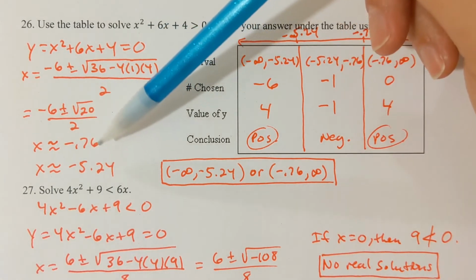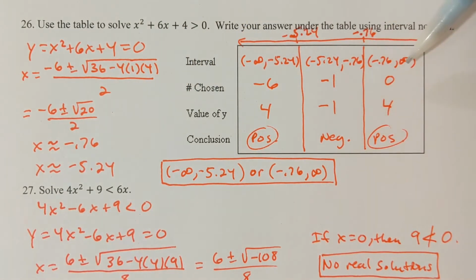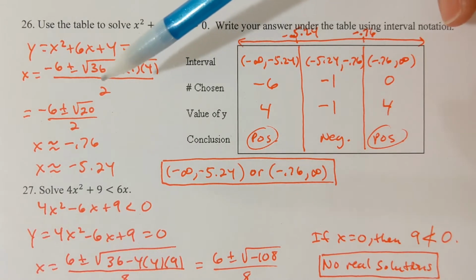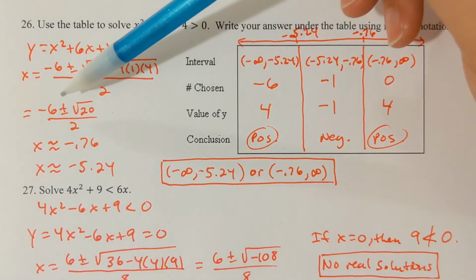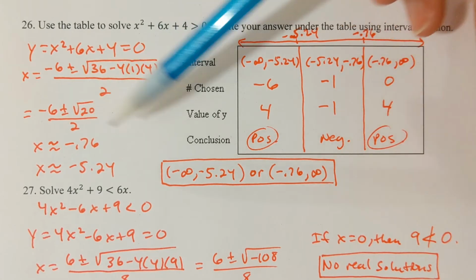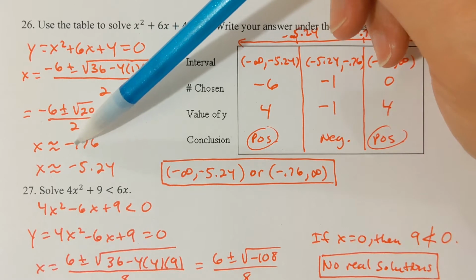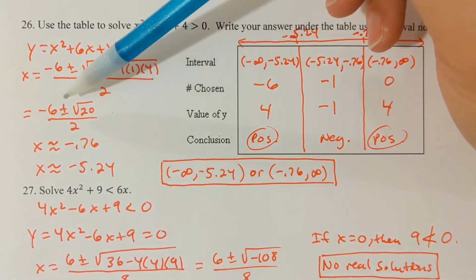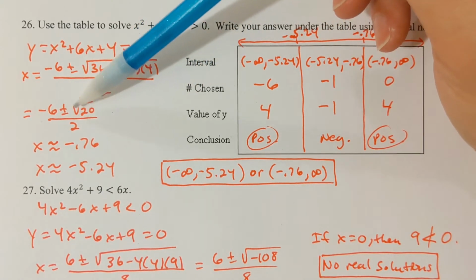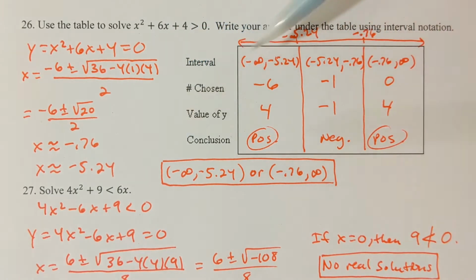but I don't think that really matters because I need to know roughly what this number is so that I can use these test values in completing this chart. So at this point, we'd want to go to the calculator and type in negative 6 plus root 20 all over 2, and that number I was getting roughly negative 0.76, and then negative 6 minus root 20 all over 2, I was getting roughly negative 5.24.